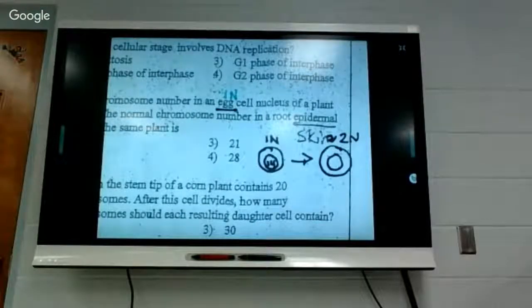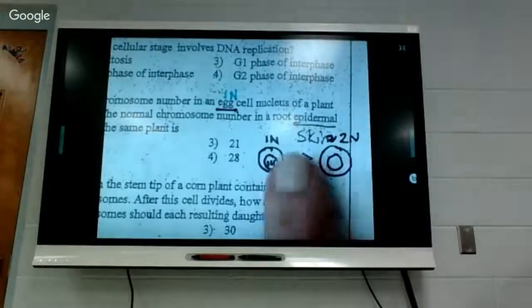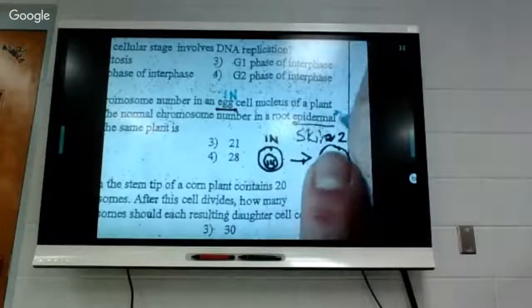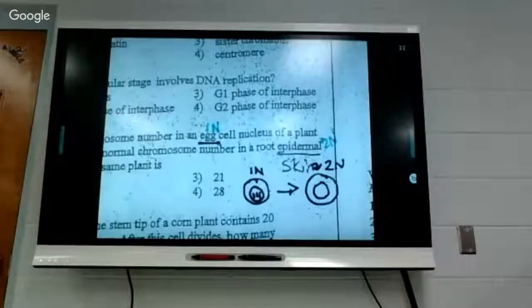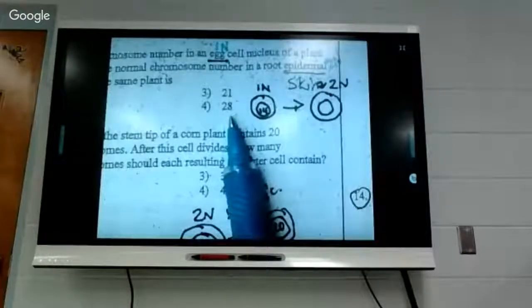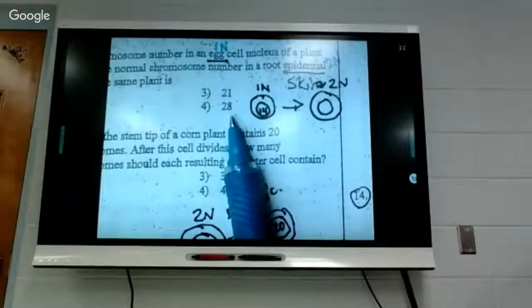Y'all agree? That's part of the plant, right? The body, it's not a sperm or an egg. So because it's a body cell, it has to be 2n. So what is the answer? It's 28. So if you chose 28, you're right.